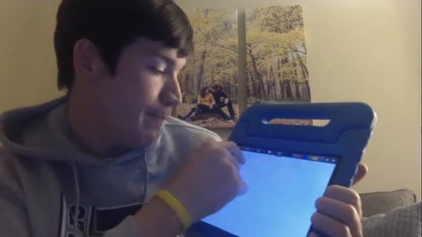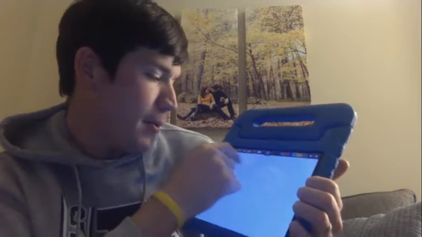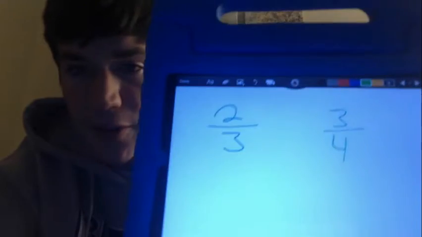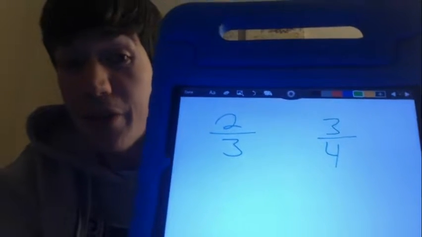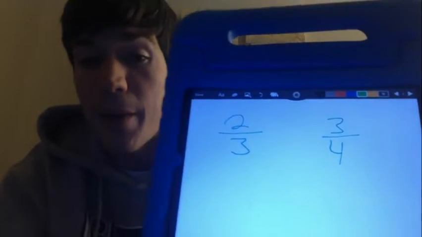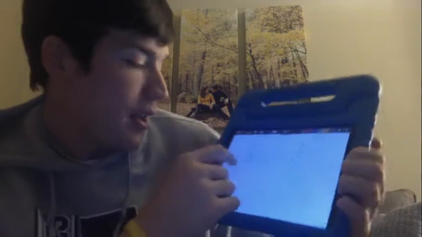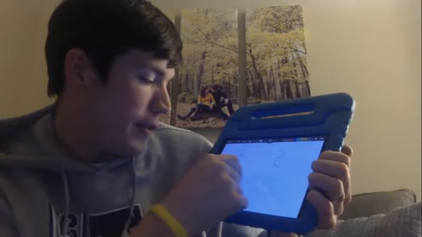And one way I'm going to do that, because we have two different fractions, is I'm going to take both of those fractions, 2/3 and 3/4, just like this. And I'm going to make common denominators. Remember, with common denominators, one thing we can do is list multiples for each of these. In this case, I have a 3 and a 4.